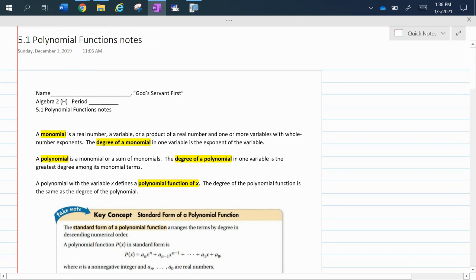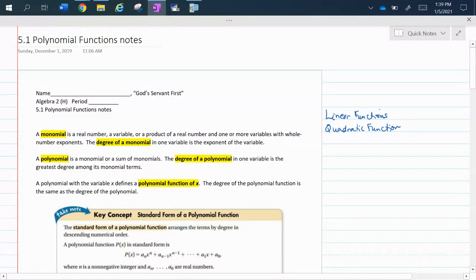We're going to start chapter 5 by talking about the graph of a polynomial function. We've already talked about two types of polynomial functions this year. We have discussed linear functions. Linear functions, you're going to see, is a type of polynomial function. We've also studied quadratic functions, and a quadratic function is also a polynomial function. You'll see that in just a minute too.